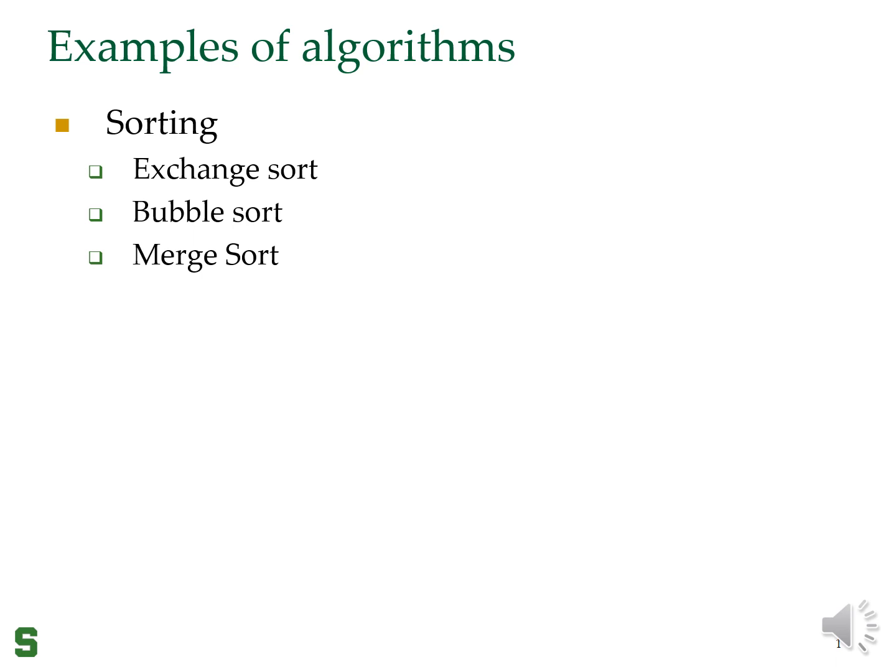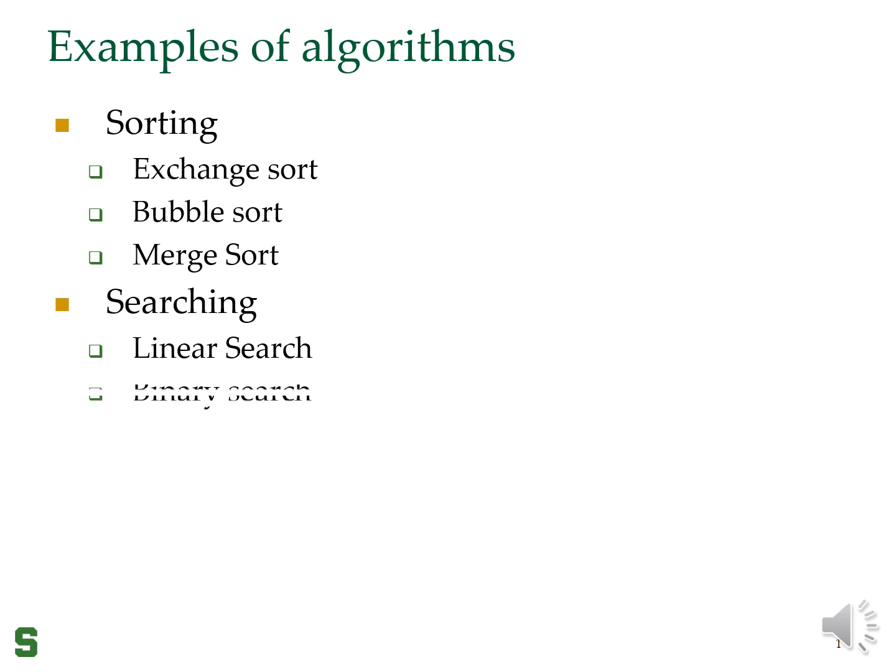We can have other algorithms like merge sort. We can have algorithms for searching. That is, you're given an element and your job is to find whether that element exists in a list. You can do this with linear search, where you look at one element at a time. You could do it as a binary search. So you look in the middle, then go left or right depending on whether the number you're looking for is bigger or smaller, and so on.